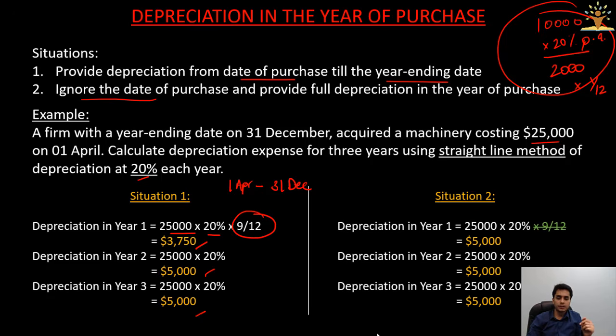Now, the second situation where the question tells you to ignore the date of purchase, meaning they don't want you to pay attention to the date of purchase, just provide full depreciation without giving any importance to when the asset was bought. So in the first year, the only difference is I will not do the time calculation. I will not do pro rata calculation for time and calculate depreciation for the full year. So cost into rate gives me 5,000. Second and third year will obviously be 5,000 because the calculation of time is just applicable for the first year.